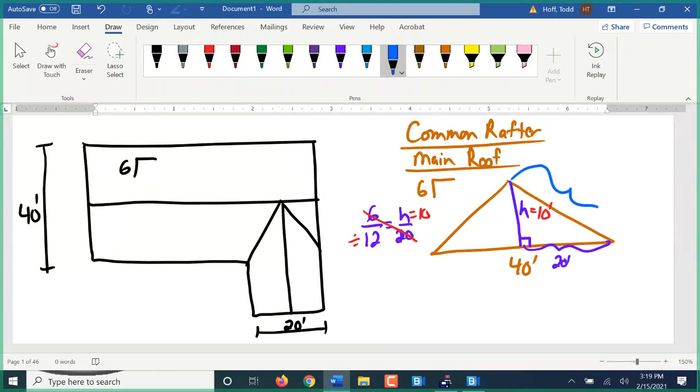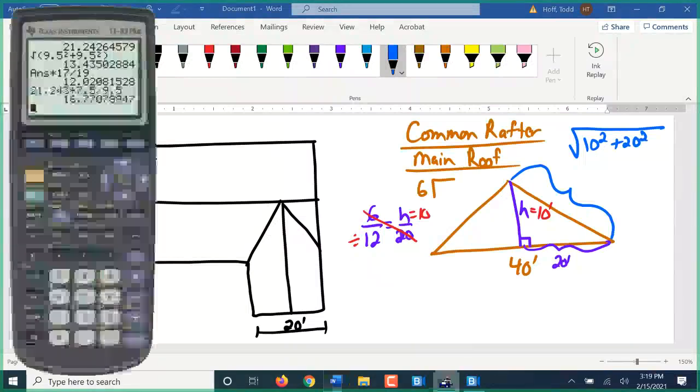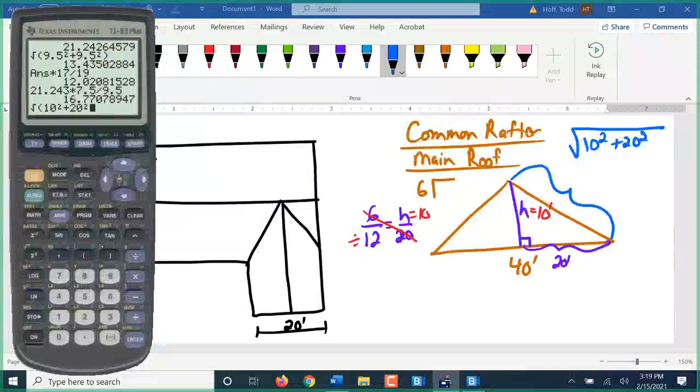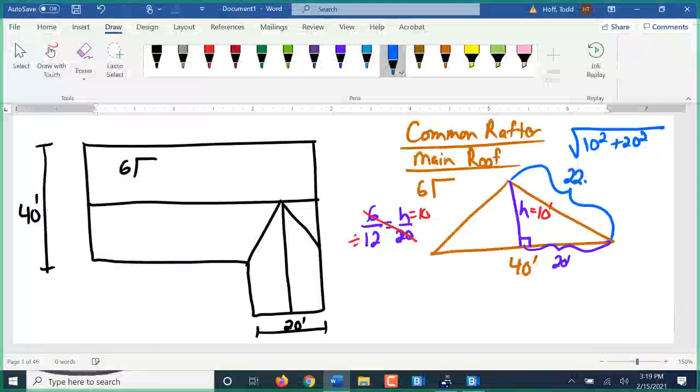Next, we have to find the length of that common rafter by doing what? 10 squared plus 20 squared, perfect. This is 22.361 feet.